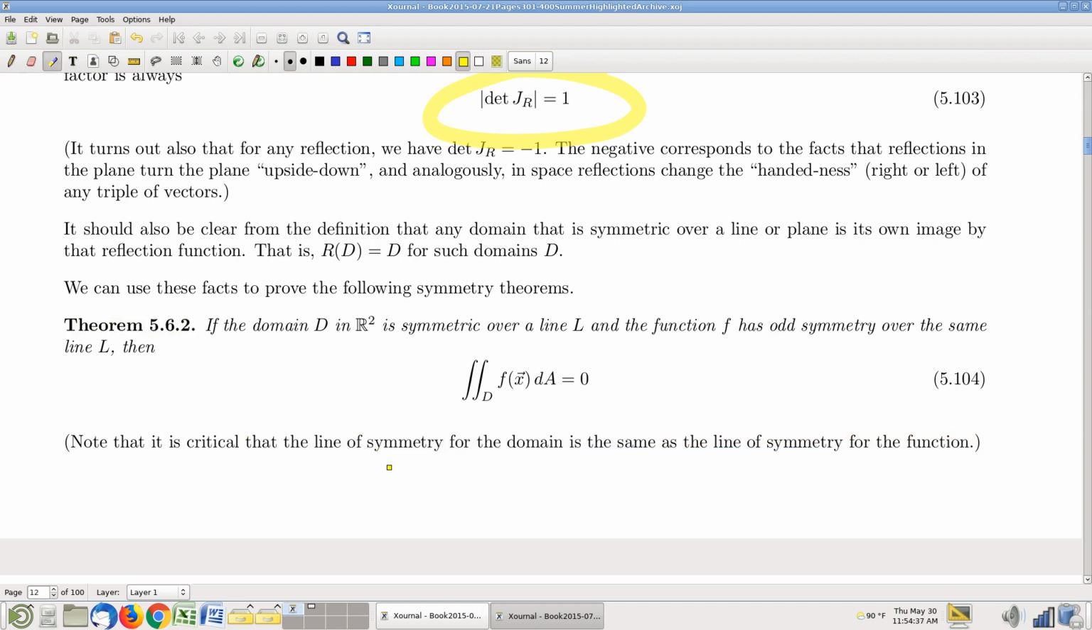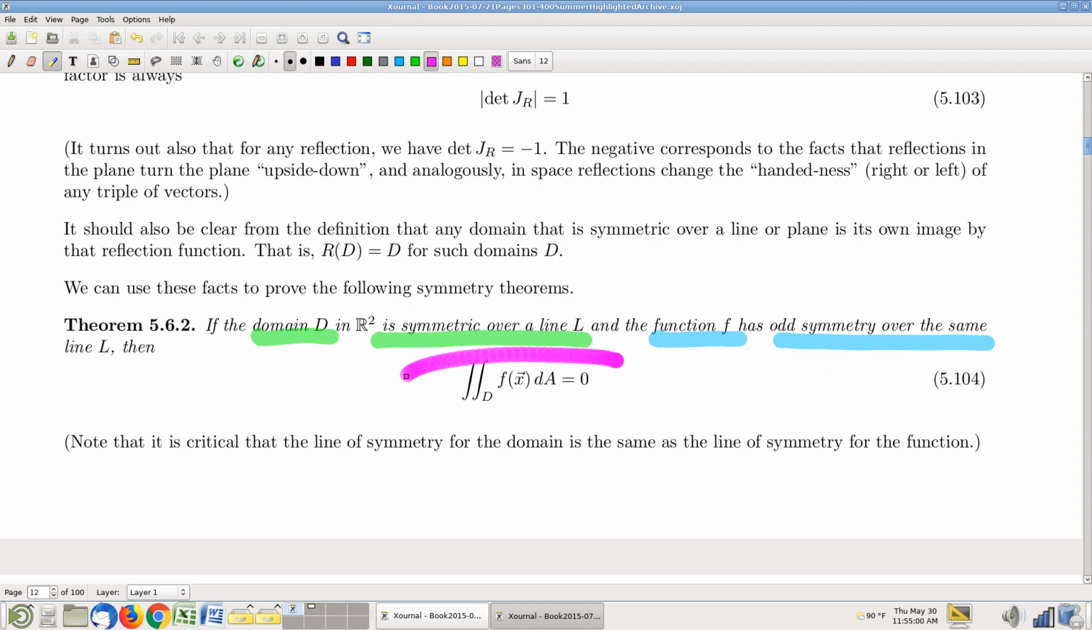I'll come up to that in a second. If you have a domain that's symmetric over a line, this is for any integral in R2, by the way. If the domain is symmetric over a given line, if the integrand has odd symmetry over that same line, congratulations, your integral is 0.